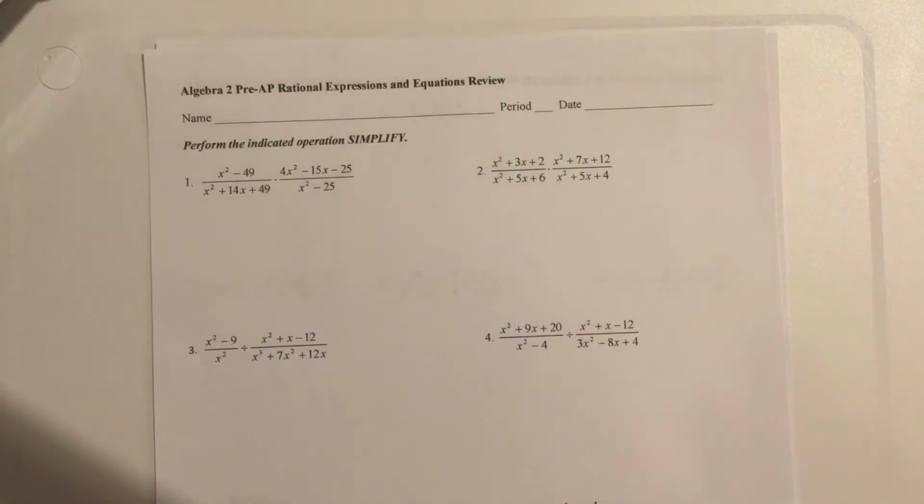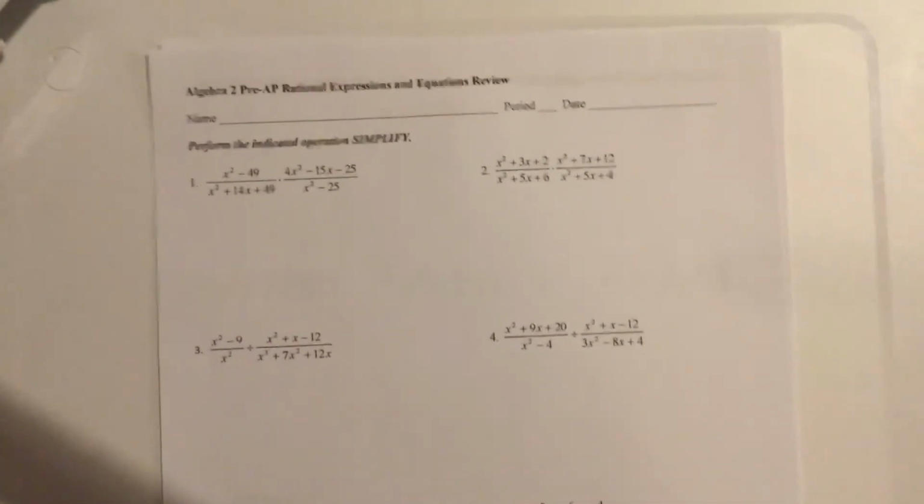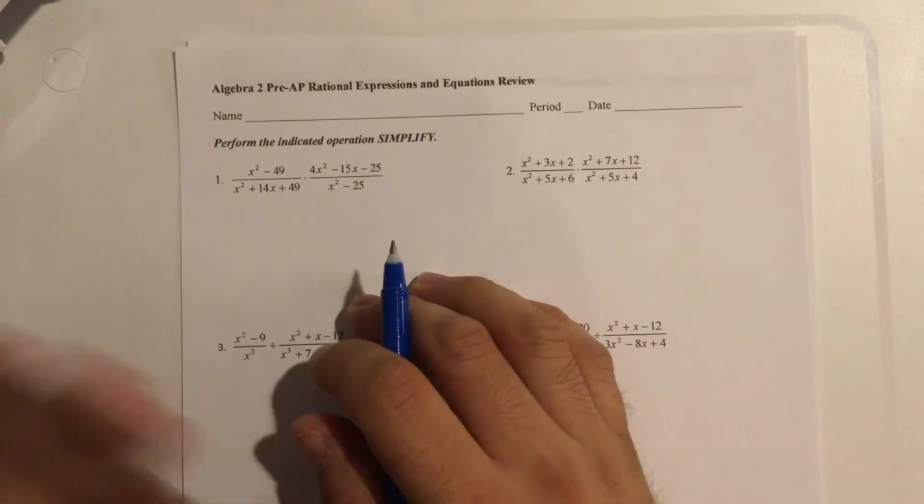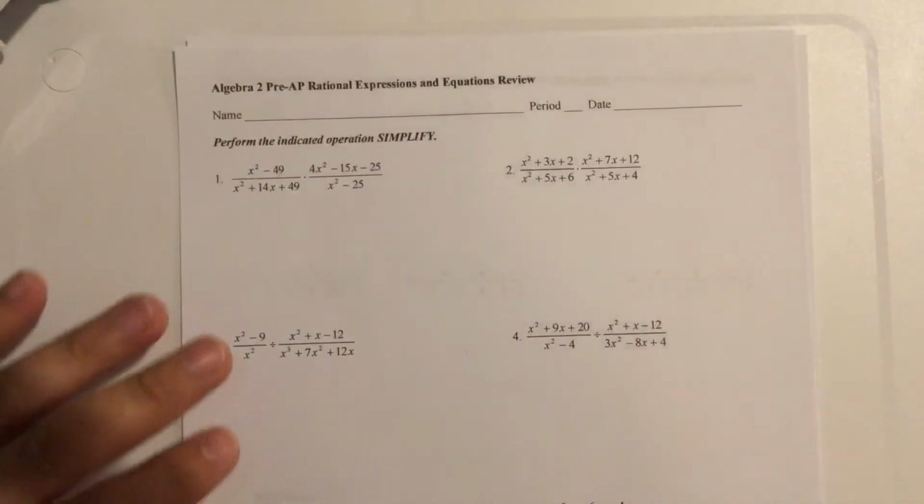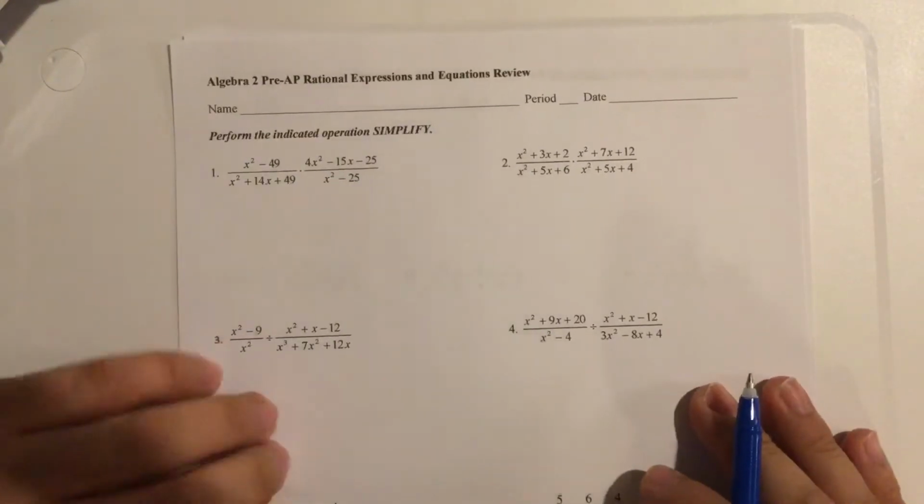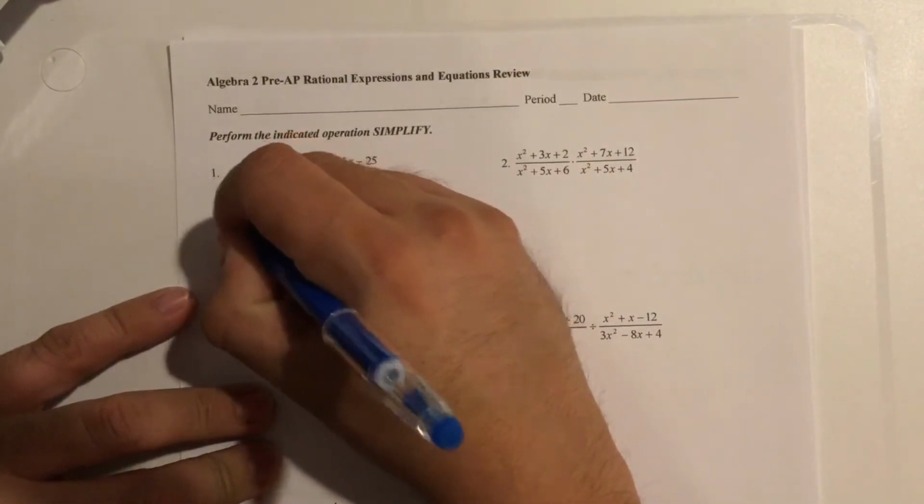All right, so here's the test review. It says to perform the indicated operation and to simplify. Okay, so first thing we'll do in number one is factor these. I'm going to factor them, and if I need to show my work because I can't do it in my head, then I will. But difference of two squares, that's going to be x plus 7 times x minus 7.